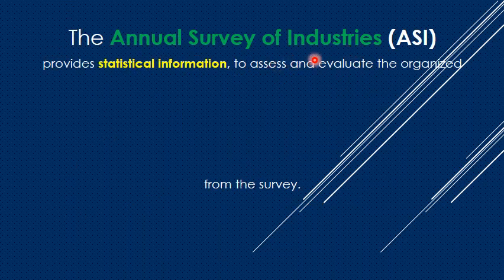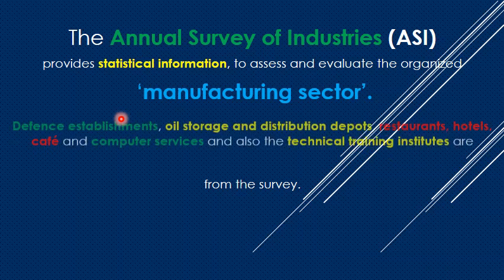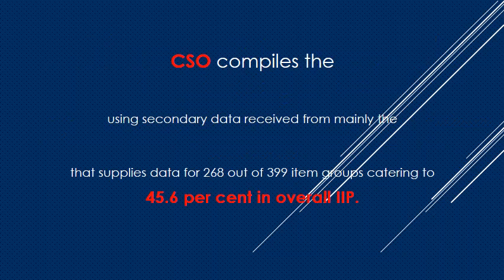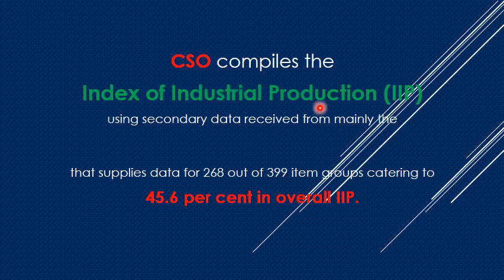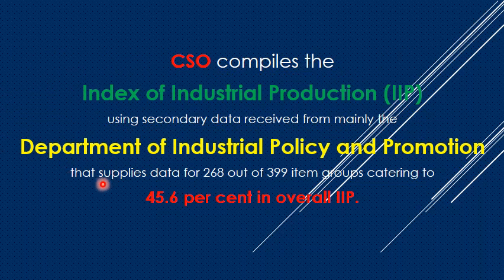The annual survey of industries provides statistical information to assess and evaluate the organized manufacturing sector. Organized manufacturing sector, remember this. Defense establishments, oil storage and distribution depots, restaurants, hotels, cafe and computer services and also the technical training institutes are excluded, not included from the survey. You must remember this. CSO compiles the Index of Industrial Production IIP using secondary data received mainly from the Department of Industrial Policy and Promotion that supplies data for 268 out of 399 item groups, catering to 45.6% in overall IIP.